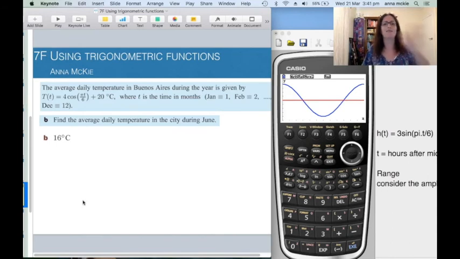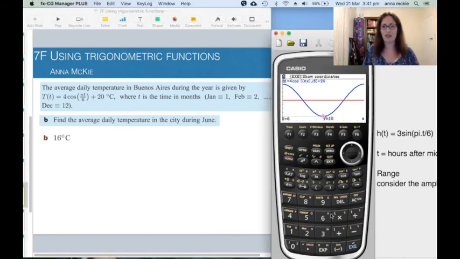So your answer, find the average daily temperature in the city during June. 16 I've got. During June, right, my apologies. If we were after the average daily temperature for the whole year, that's what we'd be after. But in June, it's how many months after January, which is 6. So you would shift trace of 6 and we get a 16. Again, it's hard to see that with the cursor. So you could adjust your view window if you wanted.